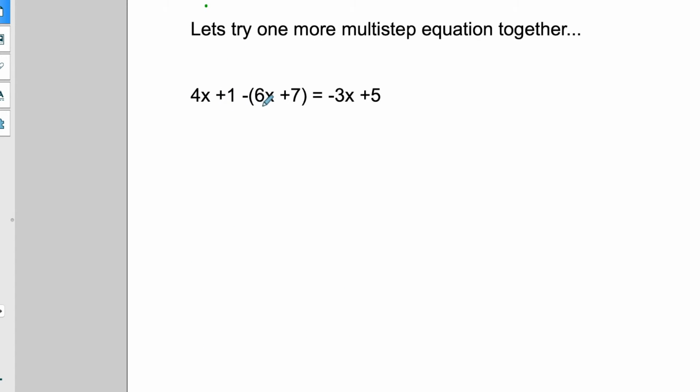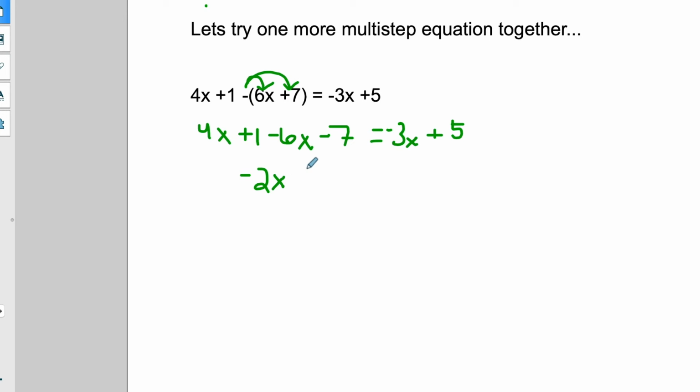Now this is a hard one. Don't forget, when there's a negative in front of parentheses, you need to start with the distributive property. Now it is 4x + 1 - 6x plus... Oops, I made a mistake. It would actually be minus 6x minus 7 equals -3x + 5. Always be careful not to lose your signs.